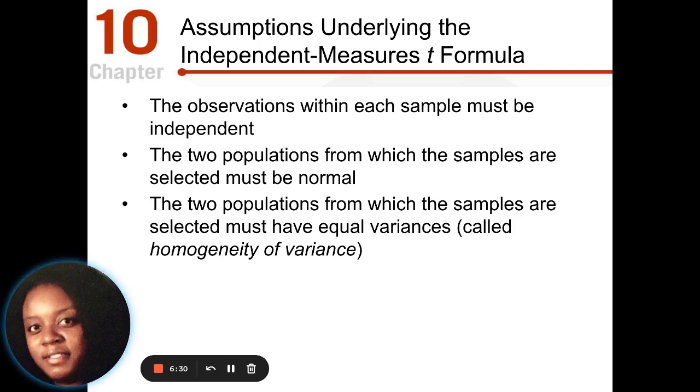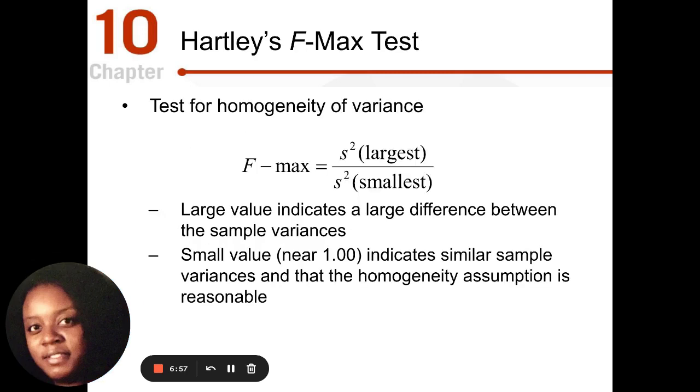There are also some assumptions that underlie independent measures using a t formula. That's when we have observations within each sample which must be independent. We have the two populations from which the samples are selected, which must be normal. And we have the two populations from which the samples are selected, which must have equal variances. And that is usually called the homogeneity of variance.